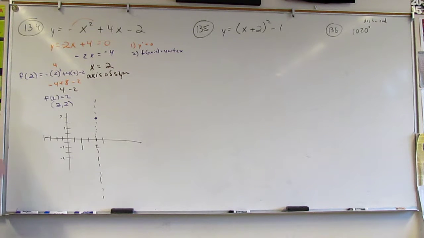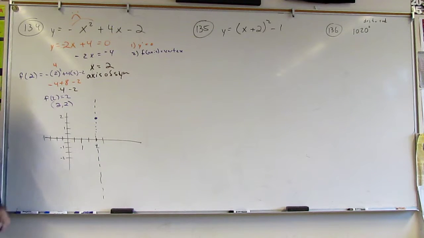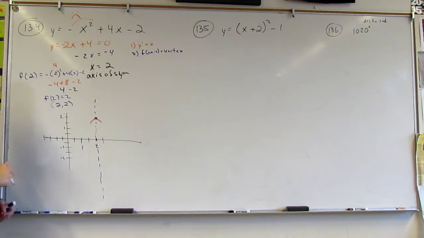Now, we should know by looking at this that it is frowning, right? So that means that this is coming down some way, somehow. We're graphing. That's all we want to do is graph, so we keep it simple.